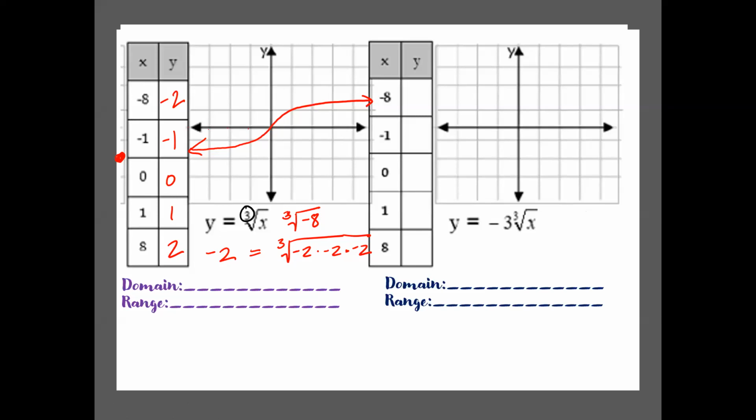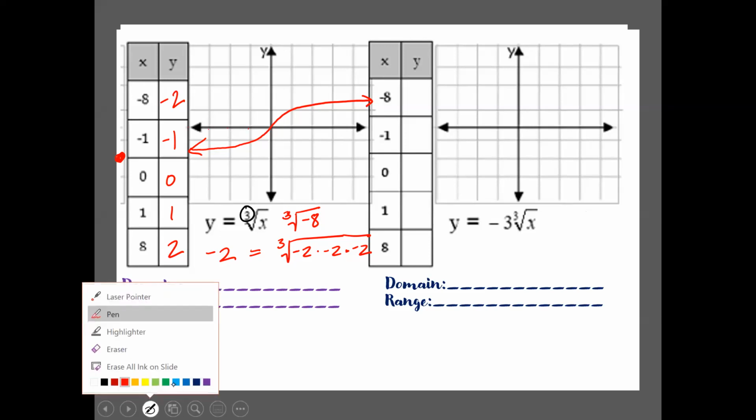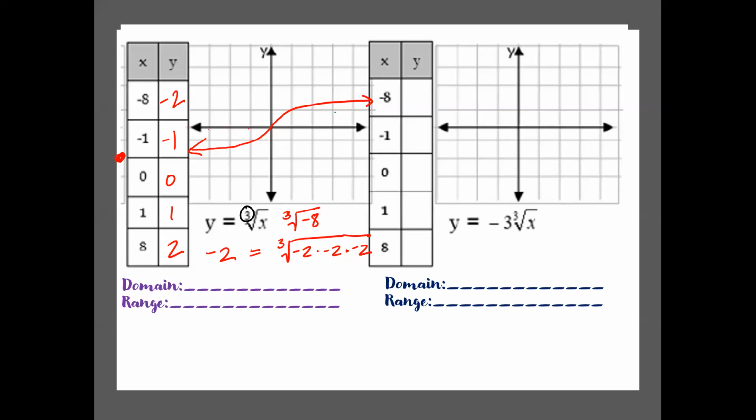So now that I filled out my chart, I have my graph, let's find the domain. Remember, your domain is all the possible X values. So look at your graph. How far is your graph going over to the right? It keeps going, right? It's all the way to positive bazillion.